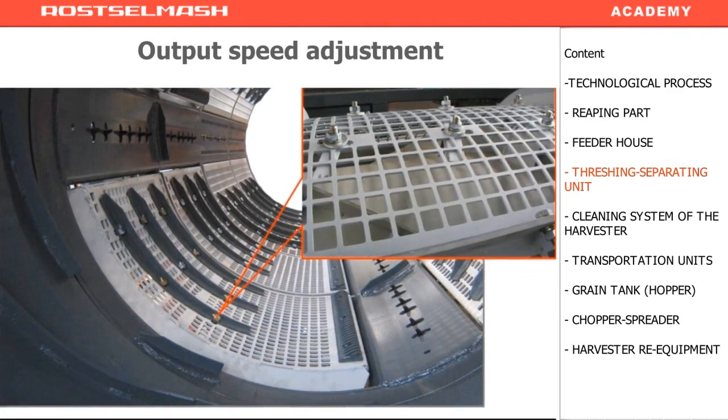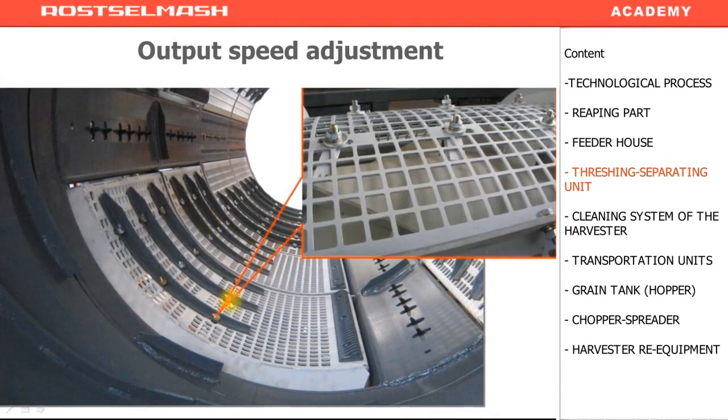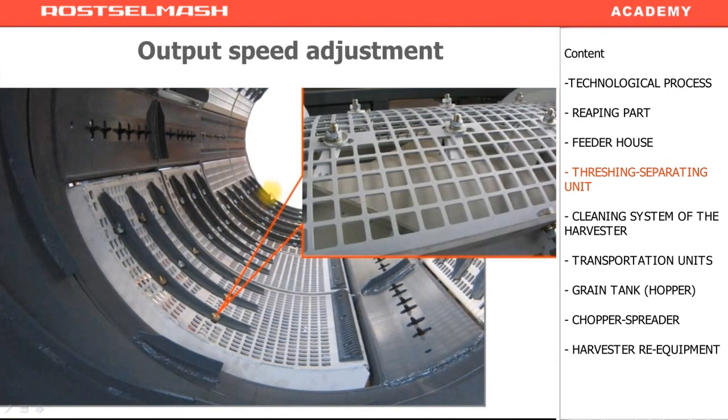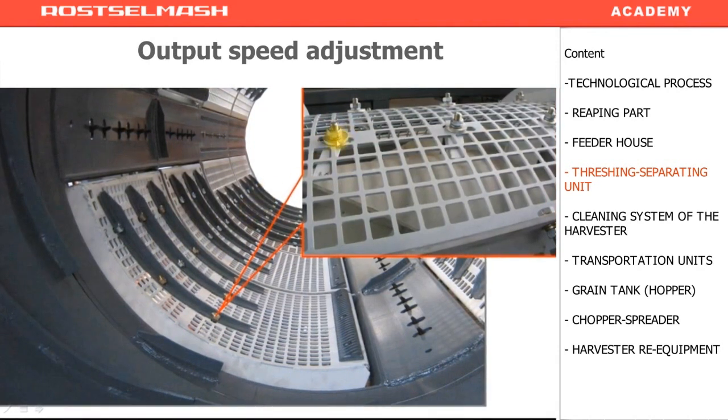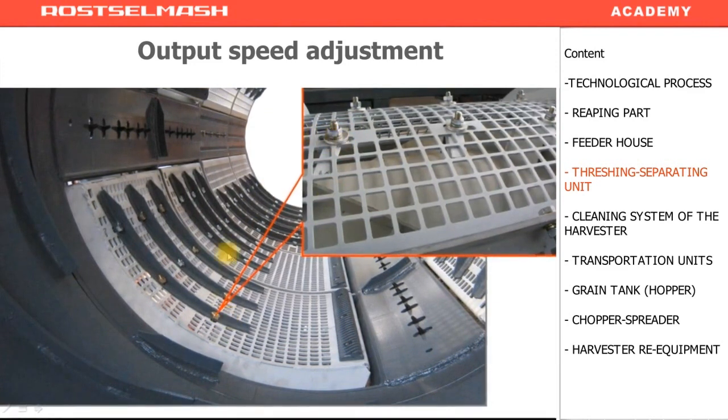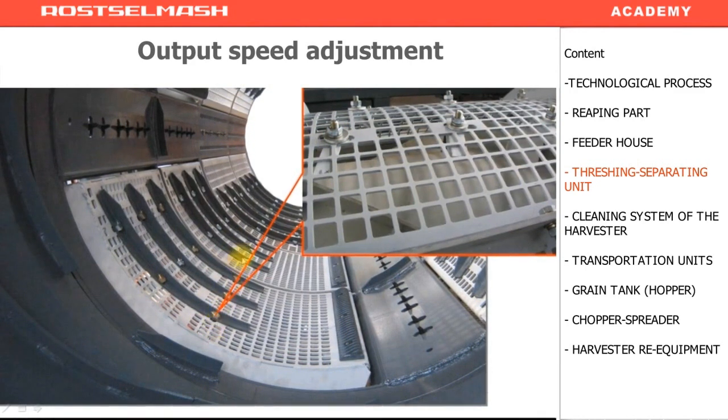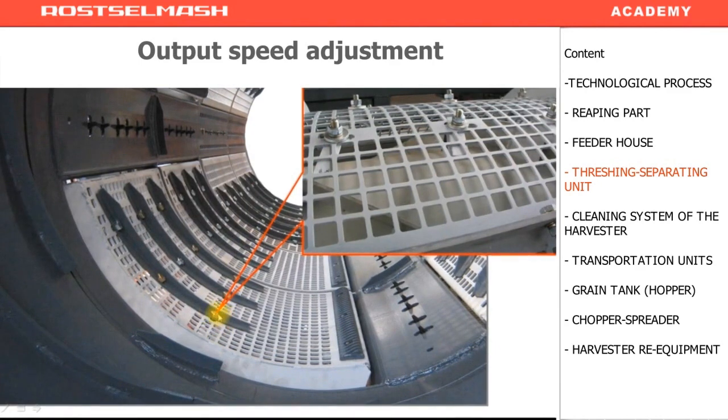You can conduct this procedure both on adjustable concaves, these two, and on the separating ones. On the separating concaves, the factory set position is neutral, but you have the option to increase or decrease the angle. Concerning the other two concaves, the inclination is maximum, so is the output speed. But if it's necessary to slow down the output speed, you can change the angle.